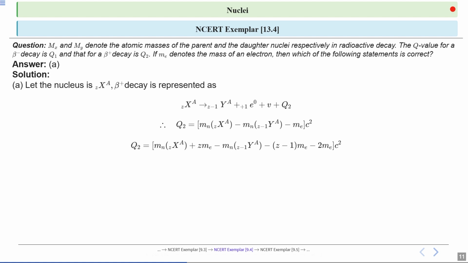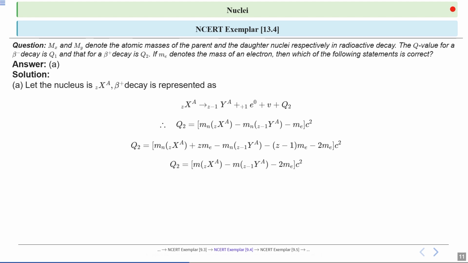After some modification, the equation becomes Q2 equals Mn, that is the mass of nucleons of the X nucleus, plus Z me, minus Mn, the mass of nucleons of the daughter nucleus Y, minus Z minus 1 me, minus 2 me, all multiplied by c square. So we have modified this equation. Why? We are adding the mass of electrons to the X nucleus, and Z minus 1 electrons in the daughter nucleus. So we are adding the mass of electrons also present in the atom.